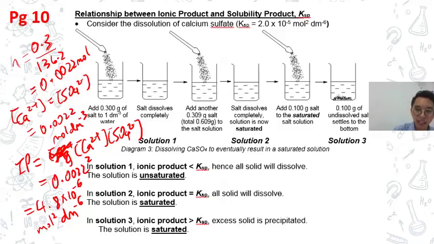We can see the ionic product is 4.8 times 10 power minus 6, KSP is 2.0 times 10 power minus 5. So ionic product at this point in time is less than your KSP. Therefore, this 0.3 gram, all of it would dissolve, because you haven't reached the saturation point yet. Now if you add in another 0.309 gram, which means total I've added in 0.609 gram.